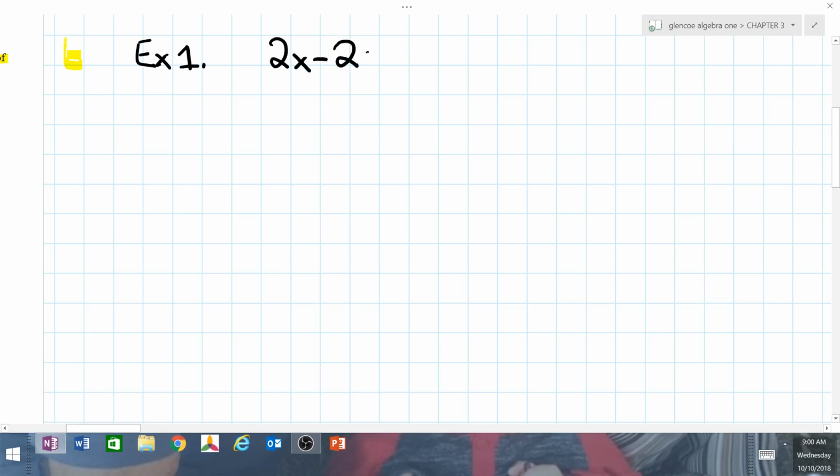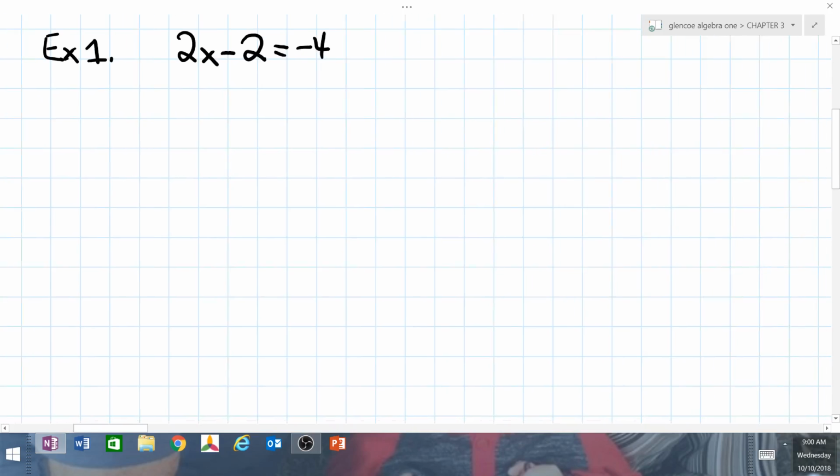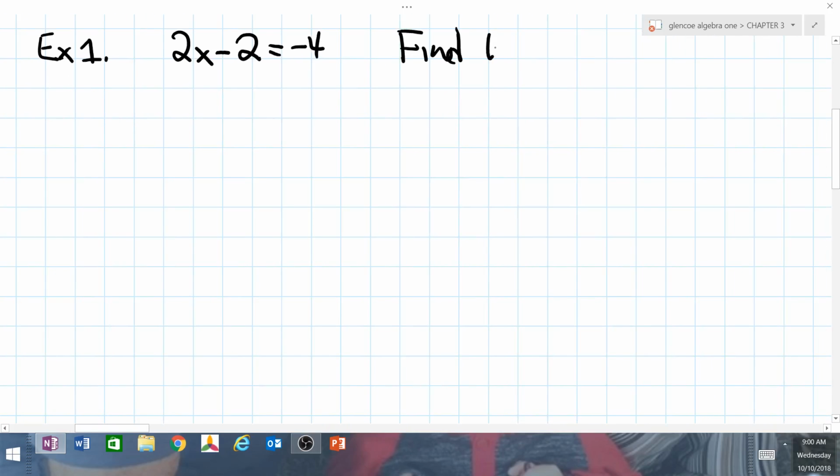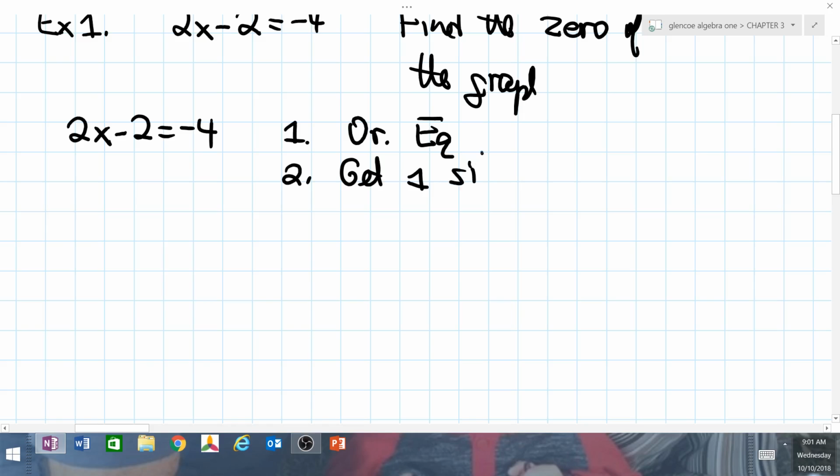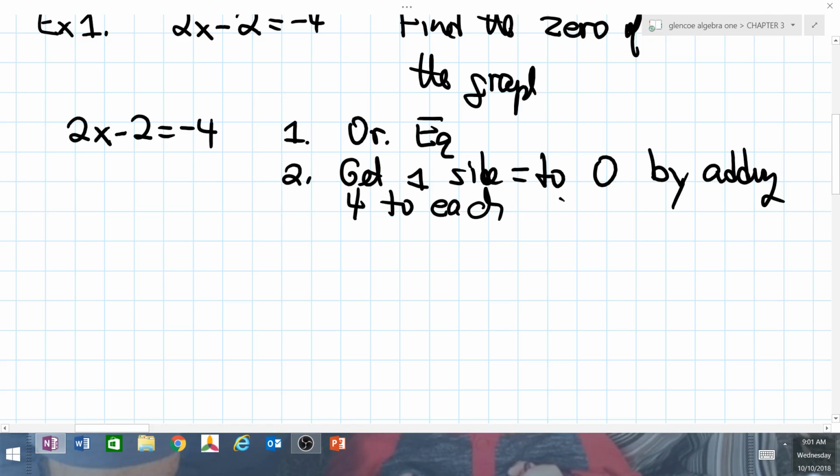2x minus 2 equals negative 4. And the directions will read, find the zero of the graph. Okay. 2x minus 2 equals negative 4. This is the original equation. Number 2, we're going to get one side equal to 0 by adding 4 to each side. Does that make sense?